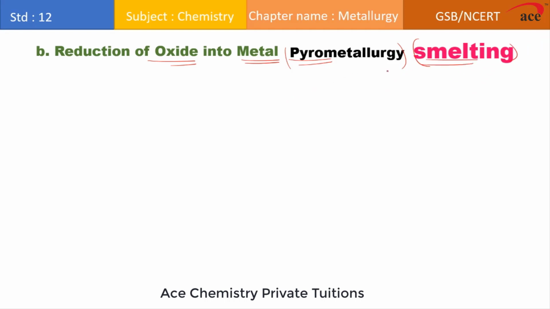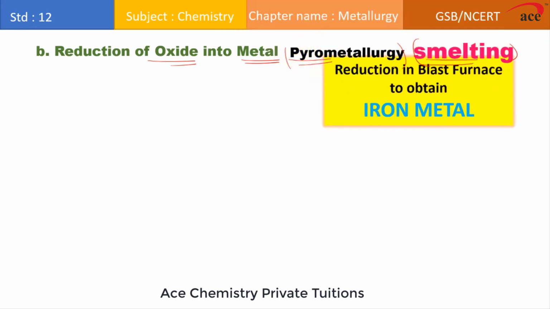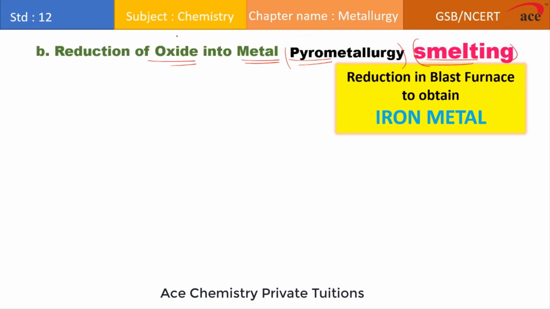Smelting. This smelting or pyrometallurgy, which involves reduction of oxide to metal, is done in a special type of furnace which is referred to as a blast furnace. So in the blast furnace, we are converting metal oxide to iron metal. The metal which is obtained consists of what? More percentage of carbon. That's why it is impure metal, which is further refined by a method of liquefaction.